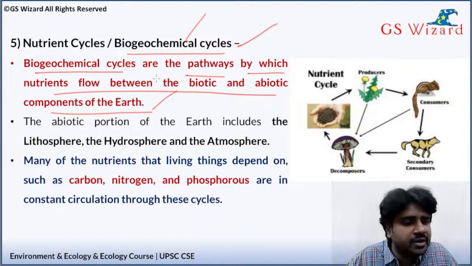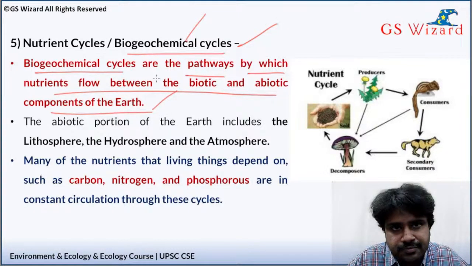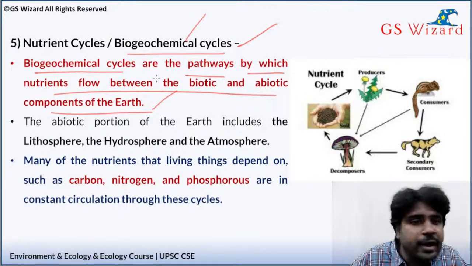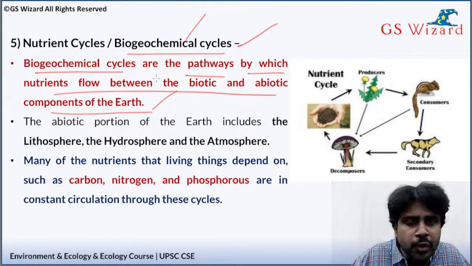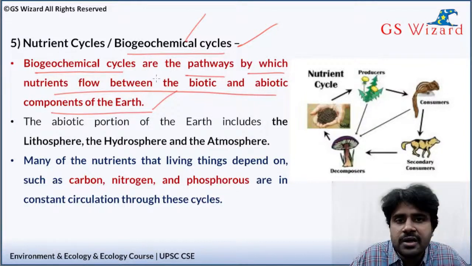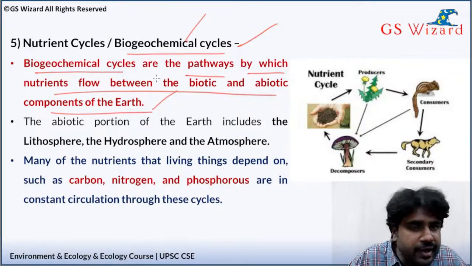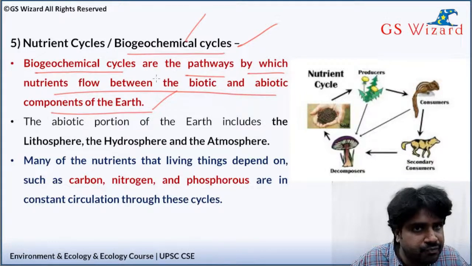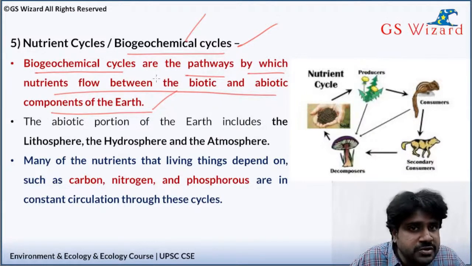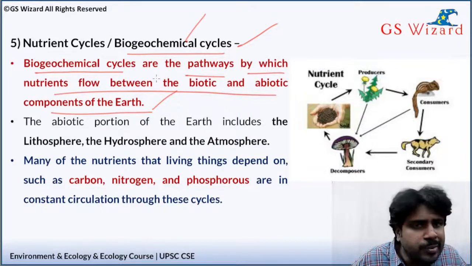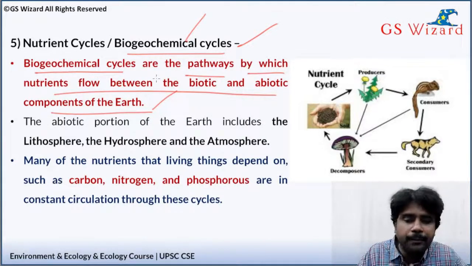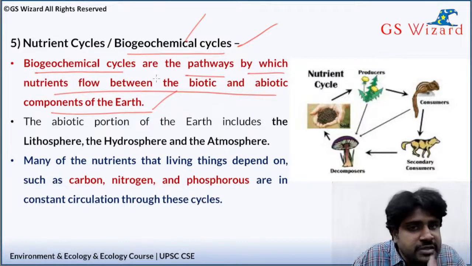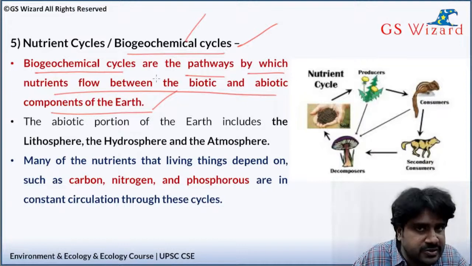For example, when an organism dies, its body will be decomposed by decomposers. This is a very, very important concept, so please try to understand this. What do you mean by decomposers? Bacteria and fungi. They will decompose the dead body. What do you mean by decomposition? Very simple. Breaking down complex organic molecules into simple matter, simple nutrients.